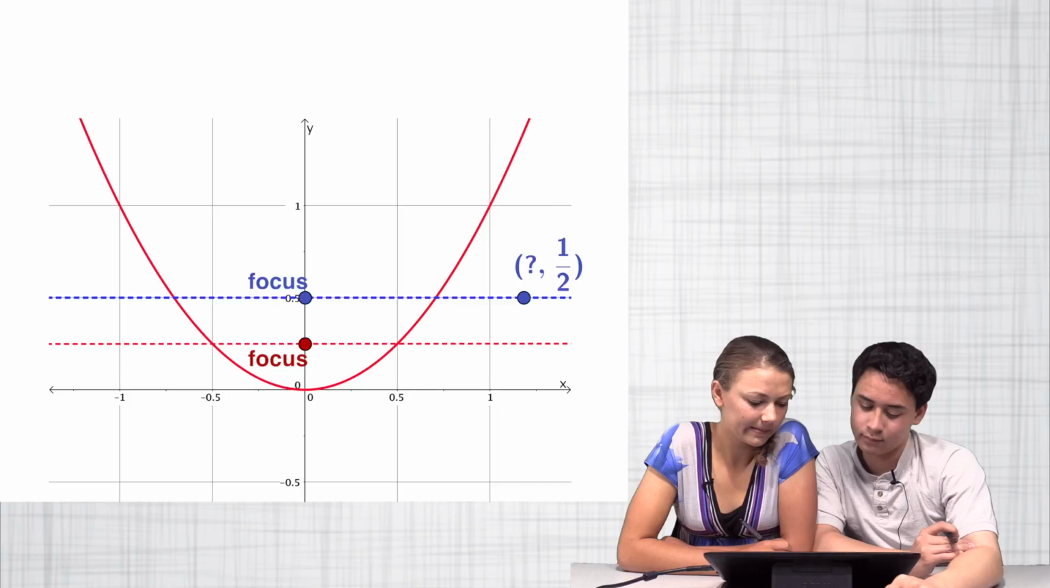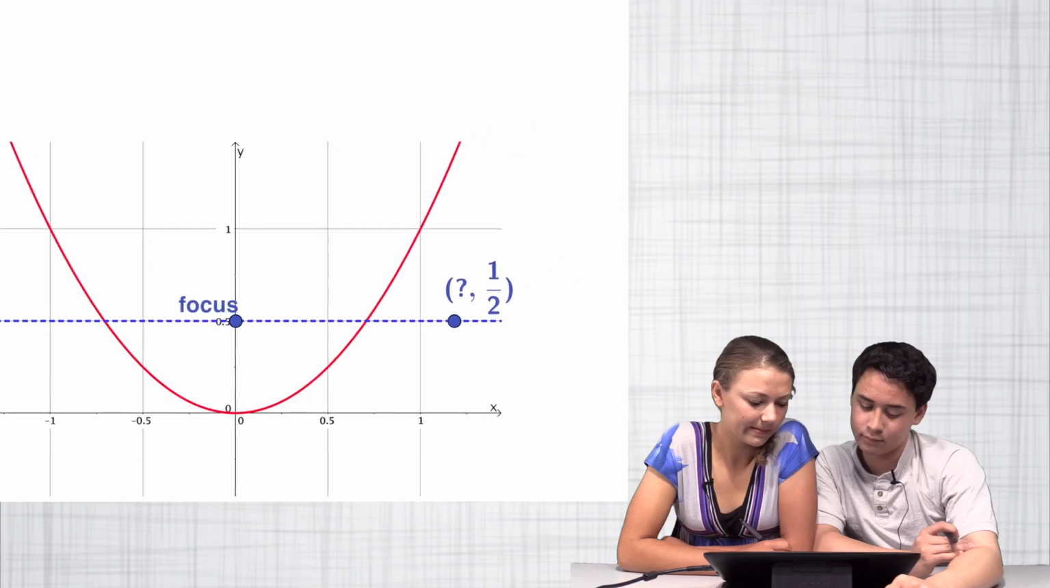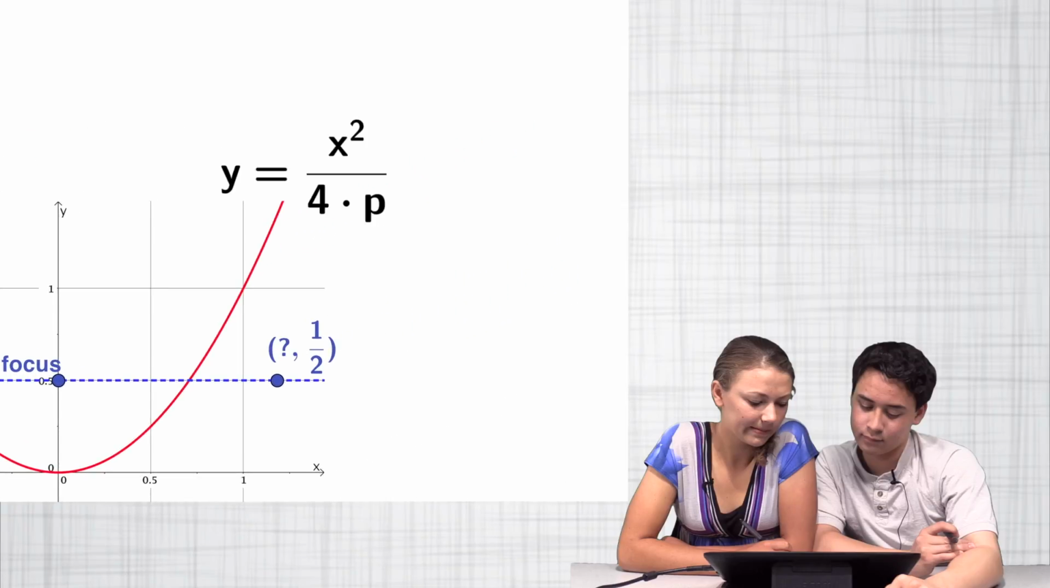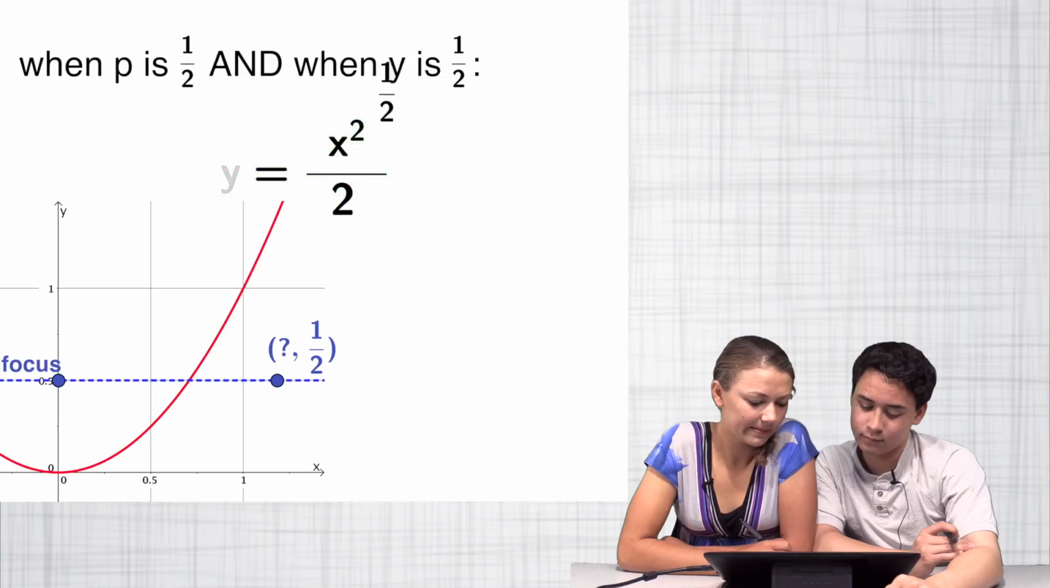To find the x value of the point on the new parabola with a y value of 1/2, Sasha and Keone switched to algebra. They found the equation for the new parabola by using the general equation y equals x squared divided by 4 times p. They replaced p with 1/2. Because 4 multiplied by 1/2 is 2, the denominator is 2, and the equation for the new parabola is y equals x squared divided by 2. Sasha and Keone used this equation to find the missing x value for the point on the new parabola when y is 1/2.